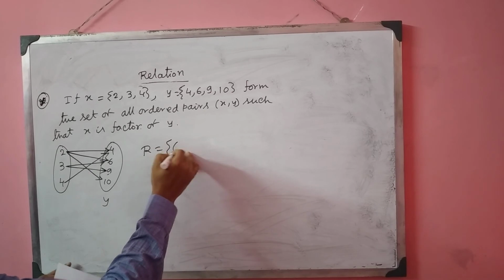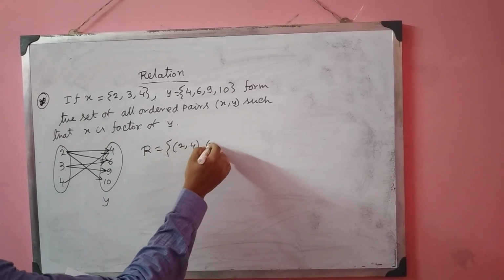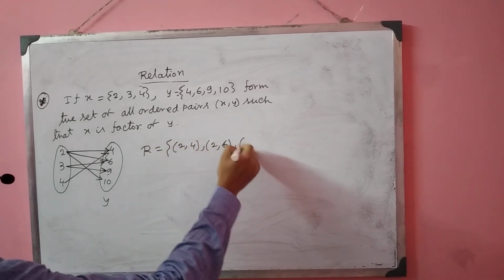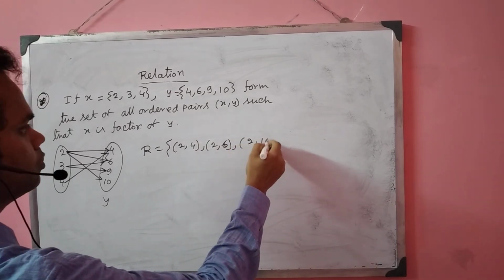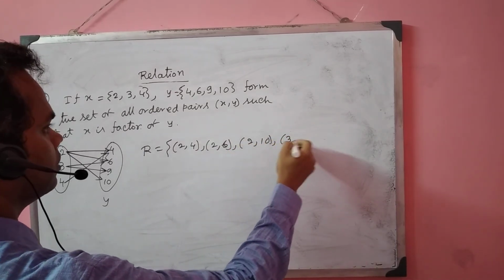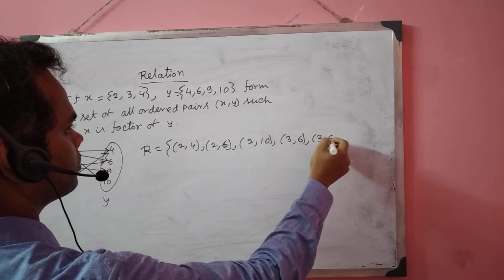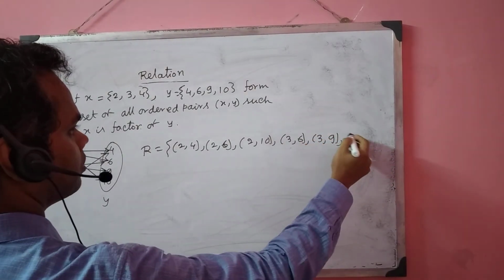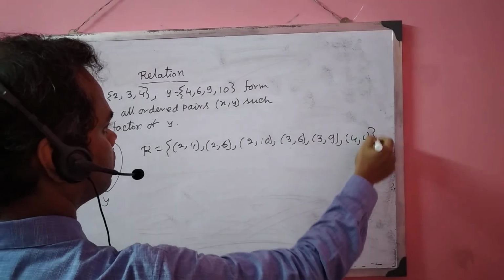So the required relation is (2, 4), (2, 6), (2, 10), (3, 6), (3, 9), (4, 4).